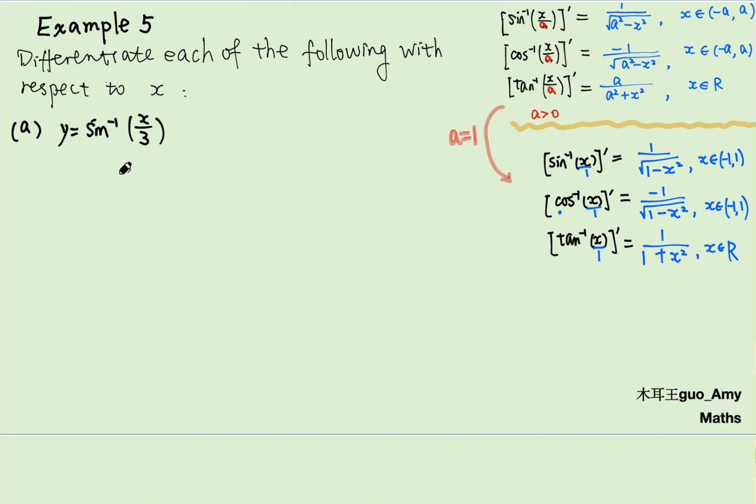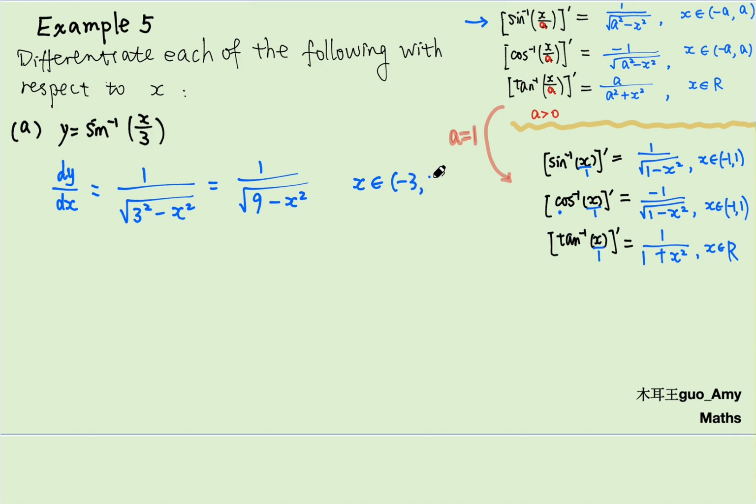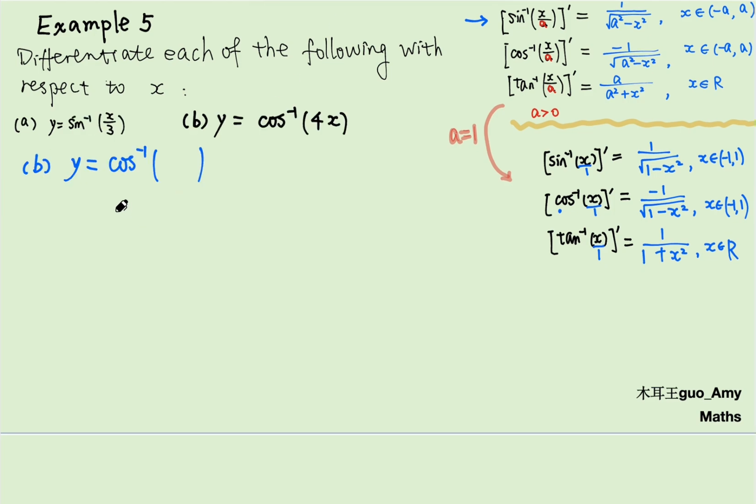Let's start with part A, where we have inverse sine x on 3. We can use the generalized form, the first one, where a is equal to 3, and we will get the derivative immediately. dy/dx is equal to 1 over root 3 squared minus x squared, and it can be simplified to 1 over root 9 minus x squared. This result is valid for x between -3 and +3. Endpoints are not included.